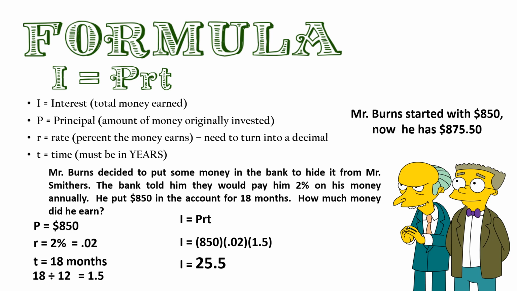$25.50 on his money. He started with $850 and now he has a total of $875.50. But the amount that he earned, which is what they asked you, how much money did he earn? I've highlighted that part of the question. He earns $25.50. Even though it says 25.5, since we're talking about money, that 0.5 represents 50 cents.